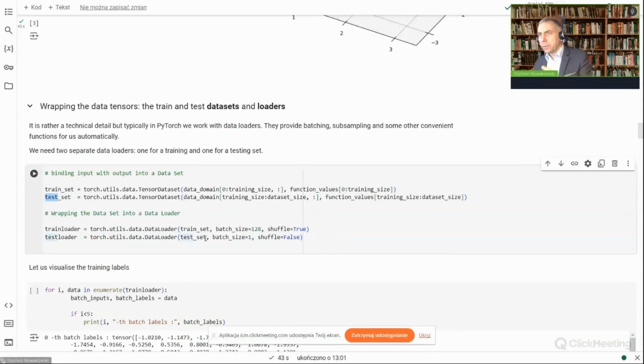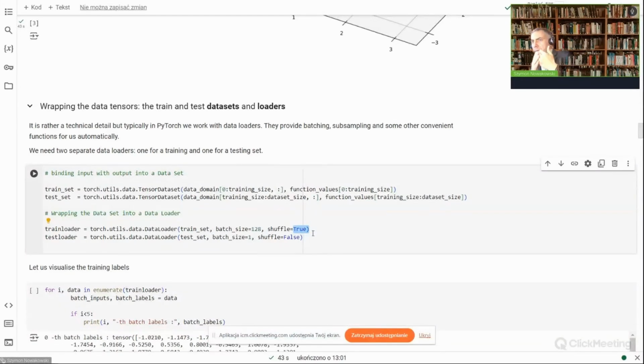And then you change this data set into a data loader. It is also a technicality, but it is necessary. We do it by telling PyTorch to group the data in batches of size 128 and shuffle it during training. Each epoch is one full go through the training data. It's a very important concept in machine learning. An epoch is one full go through all the batches in the training data.